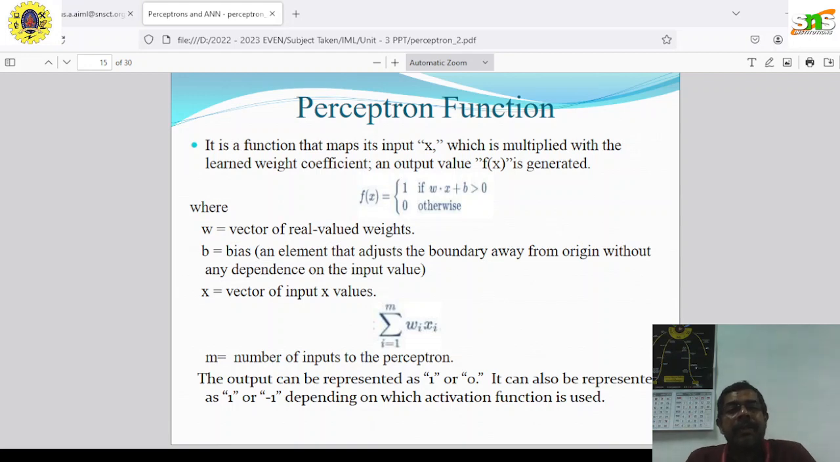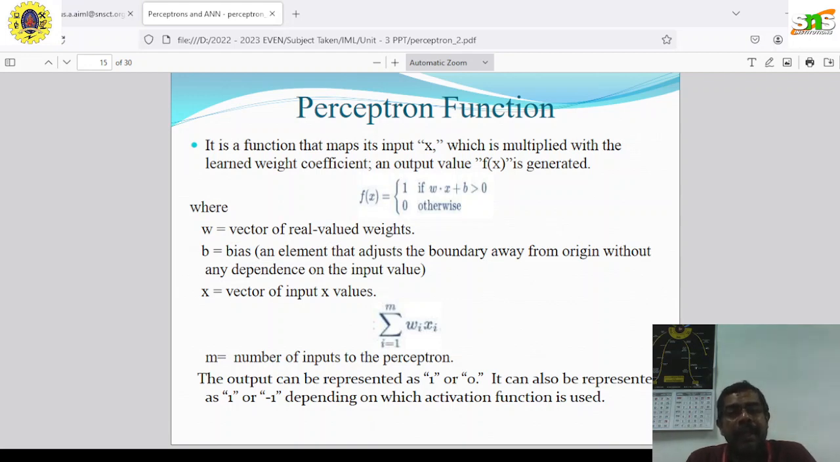The input x should be multiplied with the learned weight coefficient, which is called w, and x is an input value, and b is treated as the bias. Here w is equal to the vector of real valued weights, and b is equal to the bias, an element that adjusts the boundary away from the origin without any dependence on the input value. And x is equal to the vector of input x values, which we already know.